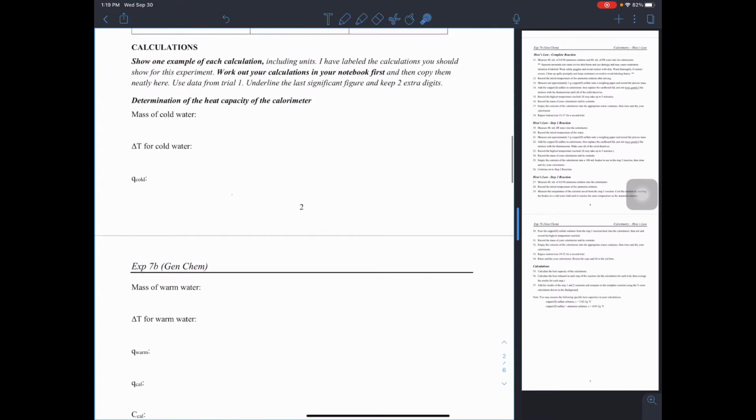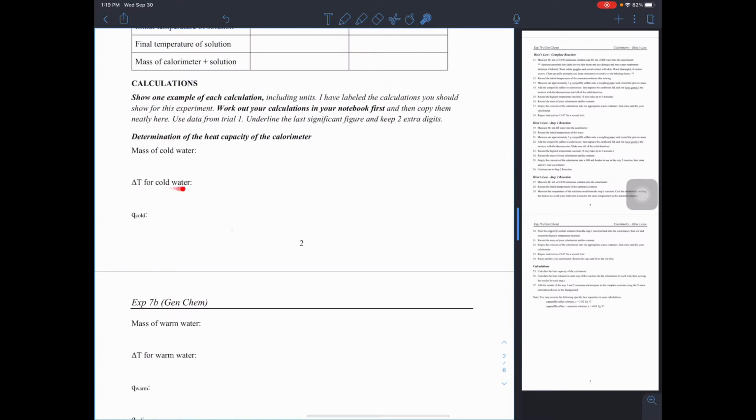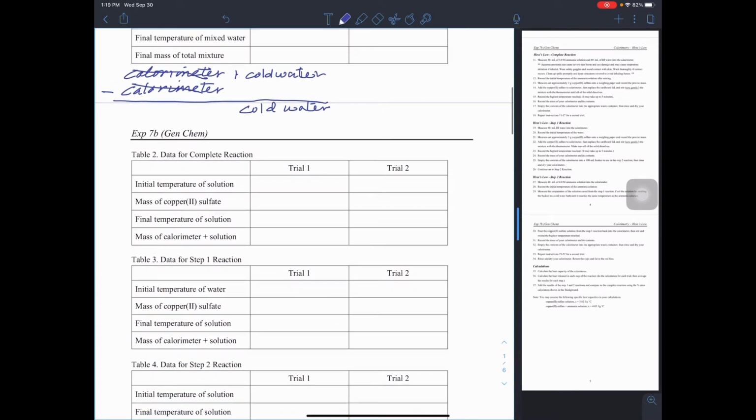The next calculation listed is delta T for the cold water. Remember that delta is always final minus initial. So delta T for the cold water is the final temperature minus the initial temperature. So we're going to go back to our data table.